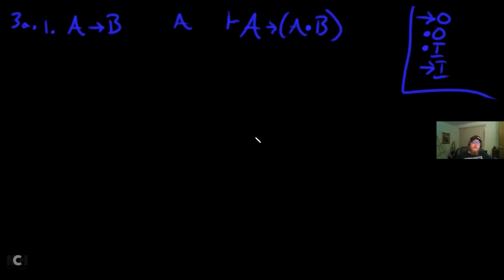All right, let's start with 3A. Here's our premise up here, A arrow B. It's our one and only assumption. We're solving for this thing. We want to get A arrow A dot B. That's what we want to get.